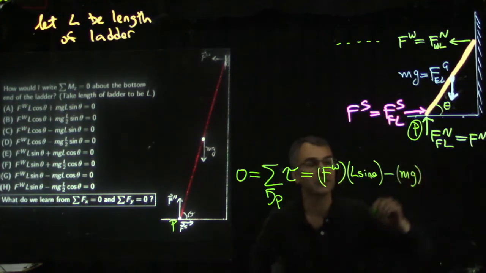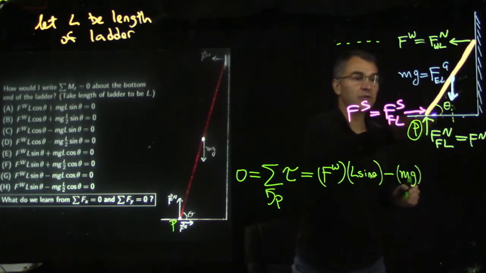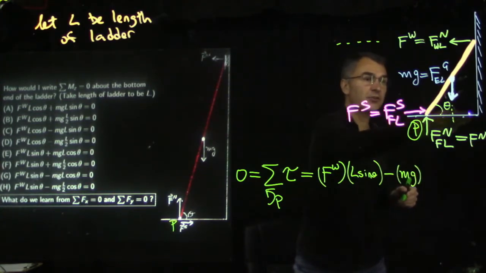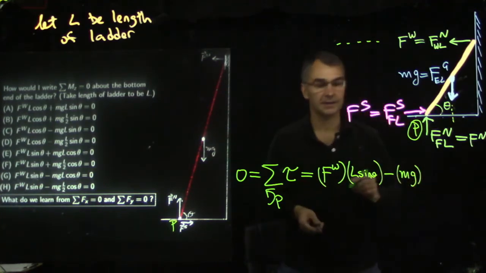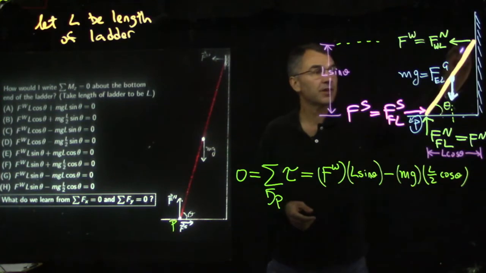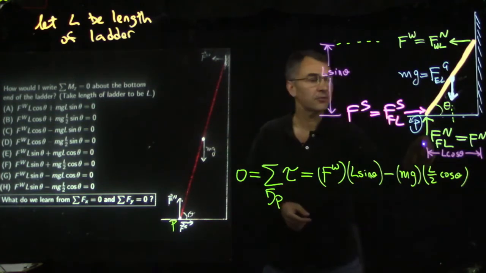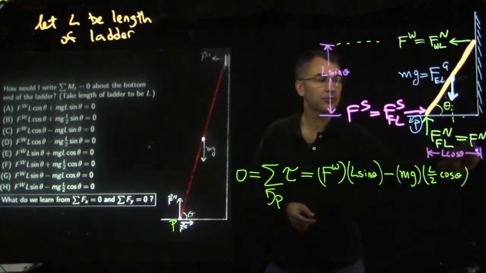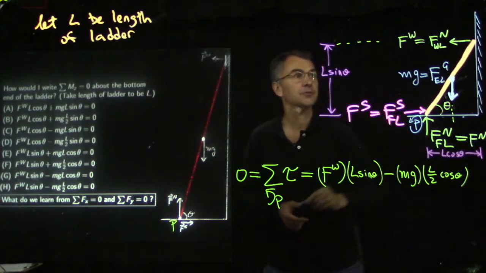The force magnitude is mg. That's a vertical force, so we want the horizontal distance between the line of action of that force and the pivot. So that would seem to be 1/2 L cosine theta. L cosine theta is the distance from here to the wall, so this must be halfway. Once again, if the length of the ladder is L, then this vertical dimension must be L sine theta, and this horizontal dimension must be L cosine theta if we're measuring theta from the horizontal up to the ladder.